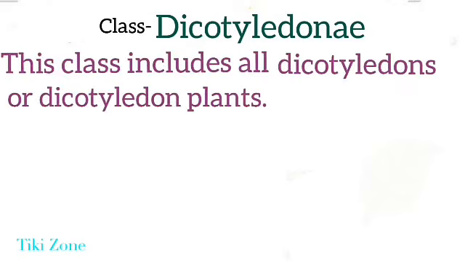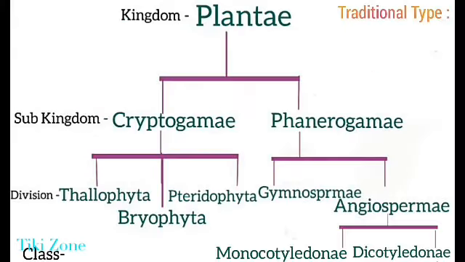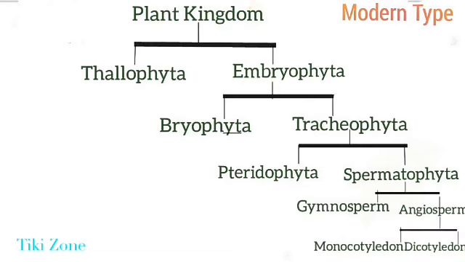The next class is dicotyledon. This class includes all dicotyledon plants. Plants having two cotyledons or a set of cotyledons are called dicotyledon plants. Till now we discussed the traditional type of classification. Next we are going to see what the modern type of classification is.